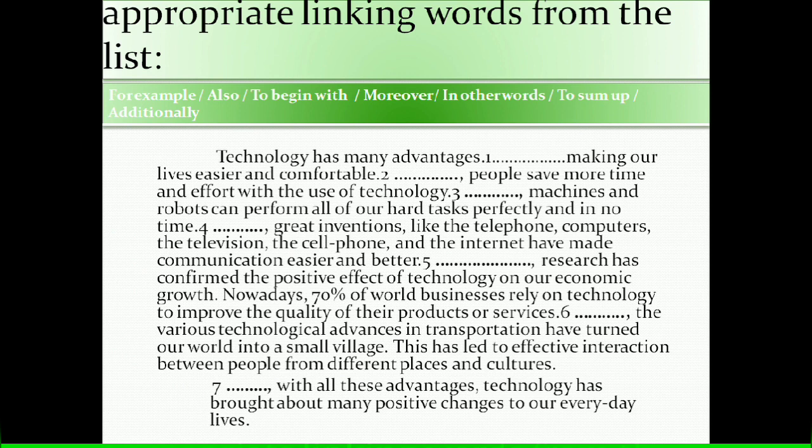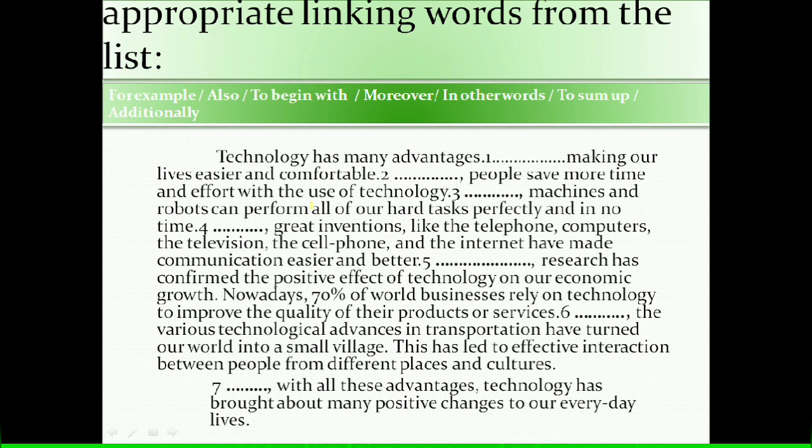The last exercise now. You write the appropriate words in linking word form in the list. Okay, we have, for example, also, we have here. Okay, I will show you with the laser. Okay. No, sorry. I repeat here. Okay, so we have, for example, also, to begin with, moreover, in other words, to sum up, finally. So this paragraph is a paragraph that is to be coherent when we use the expressions given to you.